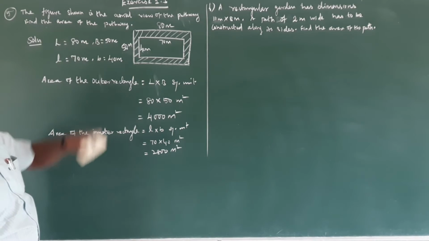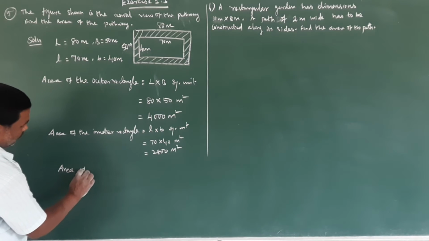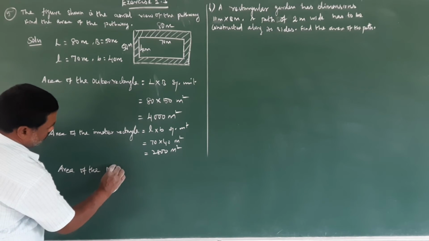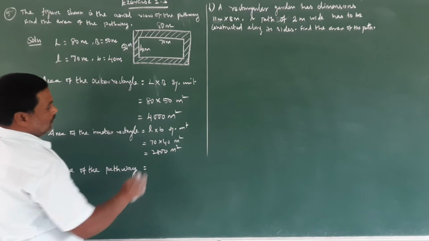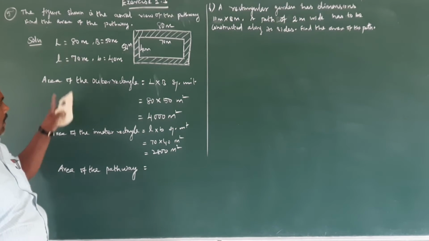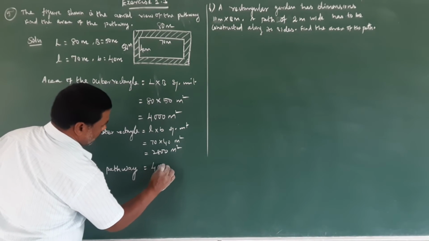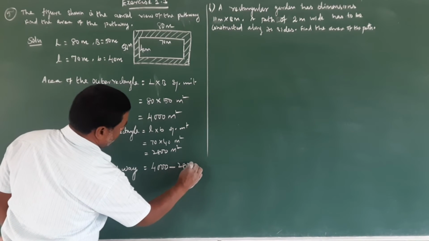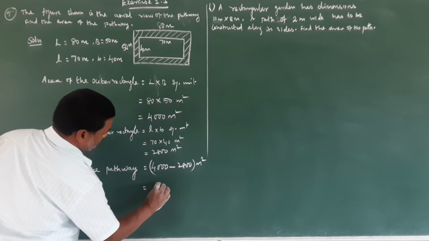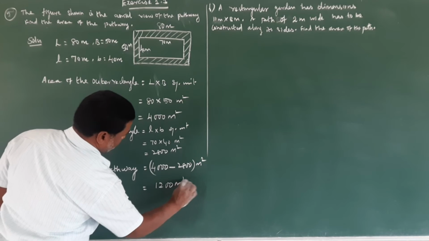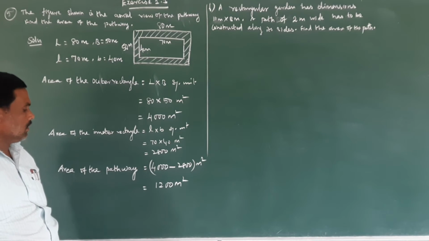Now area of the pathway. Therefore, area of the pathway equal to area of the outer rectangle minus area of the inner rectangle. 4,000 minus 2,800 meter square. Now 1,200 meter square.